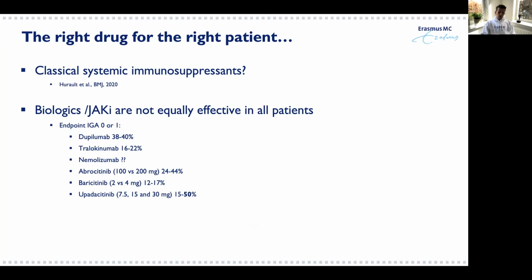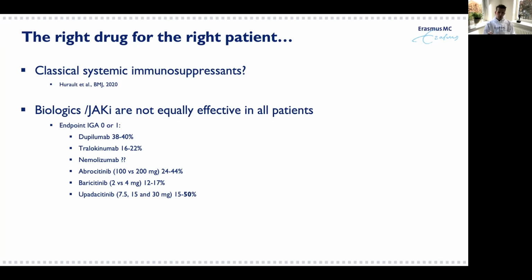So one of the aims of future medicine is to select the right drug for the right patient, precision medicine. Will that be possible for the classical systemic immunosuppressants? I don't think so. There have been a few attempts like this one, but so far not successful. These are broad immunosuppressants. I think that particularly for the biologics, the targeted therapies and the JAK inhibitors, this may be an interesting opportunity.